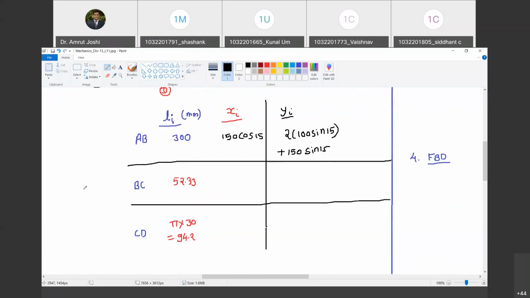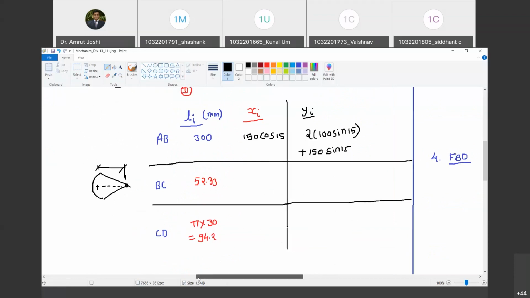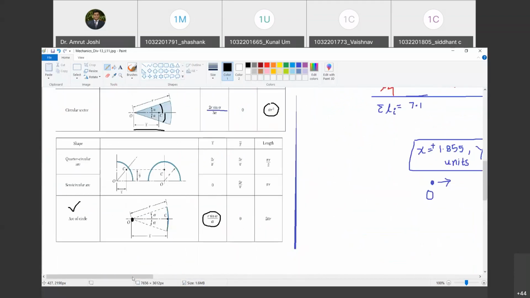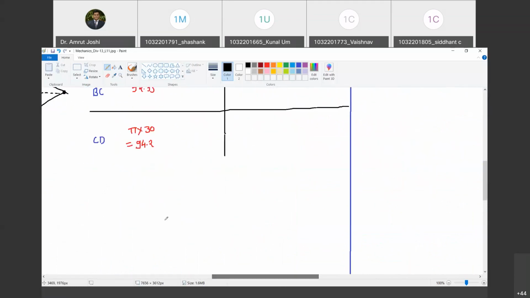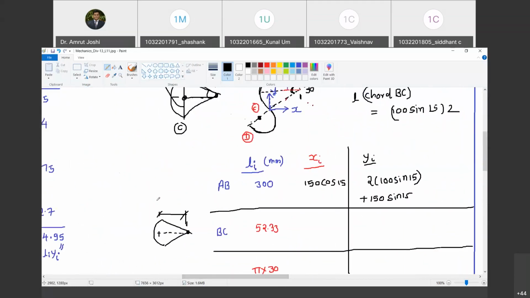I hope you are able to understand this. So I will draw it here. This is BC. And the centroid formula we are using, that centroid is given from the center of the circle. Center of the circle. And how much is that? What is the formula given? R sin alpha upon alpha. So I will write down that R sin alpha. R is 100. 100 sin 30.